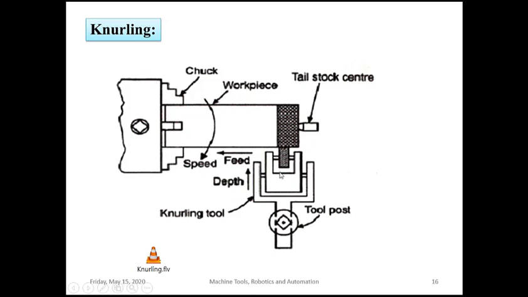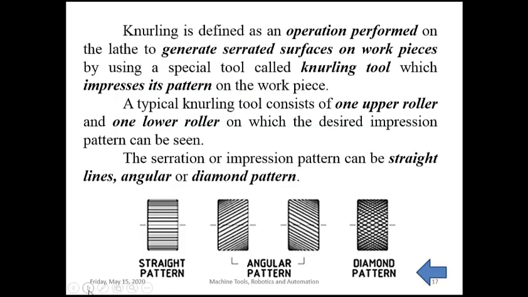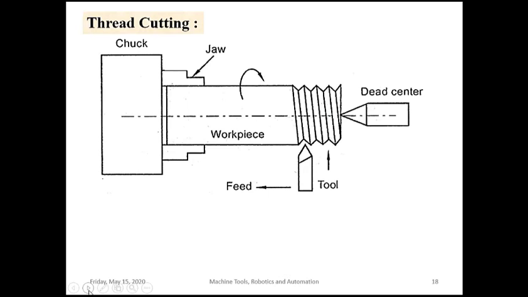Knurling is done to increase the grip of the workpiece. When you have a serrated surface on the workpiece, it can be held easily, that is, the grip of the workpiece will be improved. That is why they do knurling operations. So that is the theory regarding knurling. Next we have the thread cutting operation.